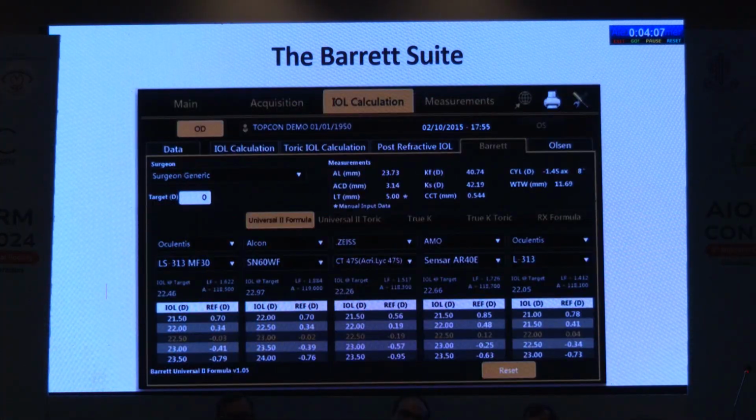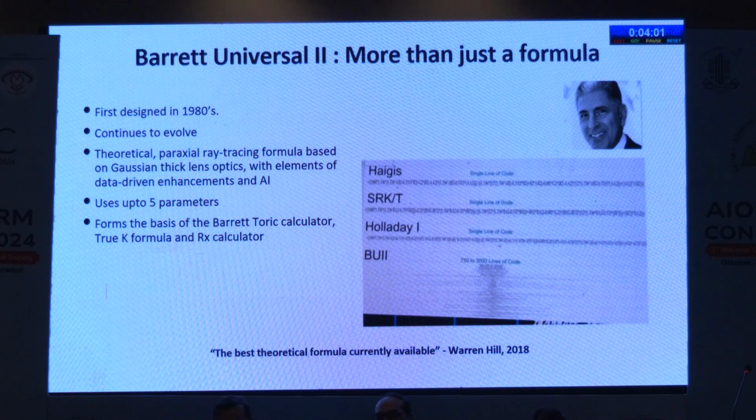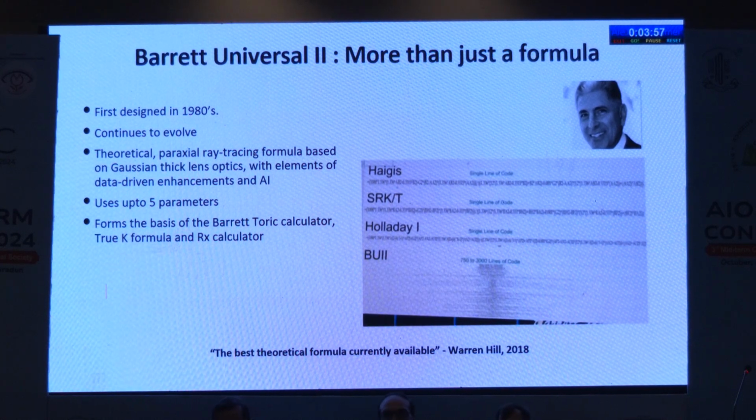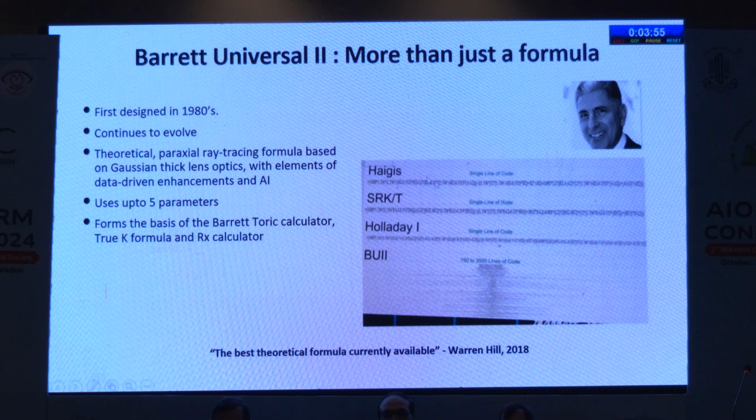This is the free Barrett-Sweet interface, which is available free online and can be used for IOL power calculation. Barrett Universal 2 is more than just a formula, as you can see in the picture: Hagis, SRK/T, Holladay are single line code formulas. But Barrett Universal 2 is a 3000 line code formula and a still evolving formula.